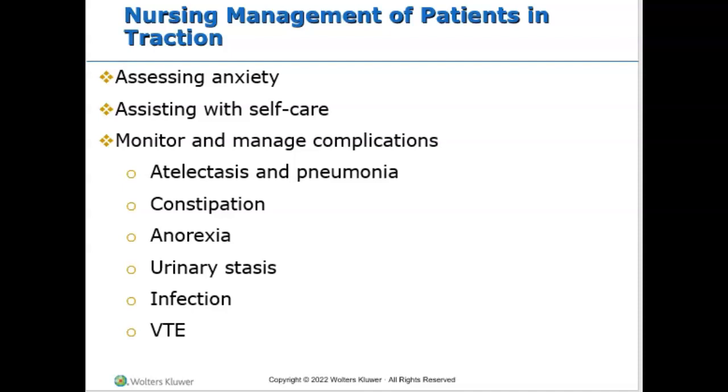Anorexia. They sometimes will get depressed to the point where they don't want to eat. So we need to be assessing them for their mental status and how much they are eating. Urinary stasis is where they are not able to move, so their urine is sitting in the bladder and not moving as it should through the bladder and the kidneys, which can lead to urinary tract infections.